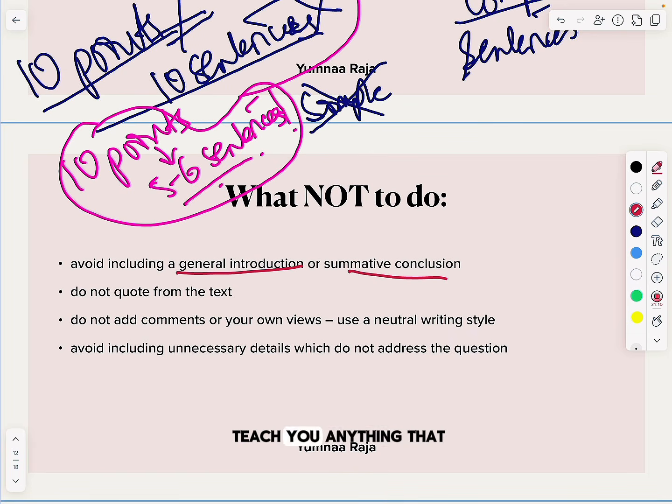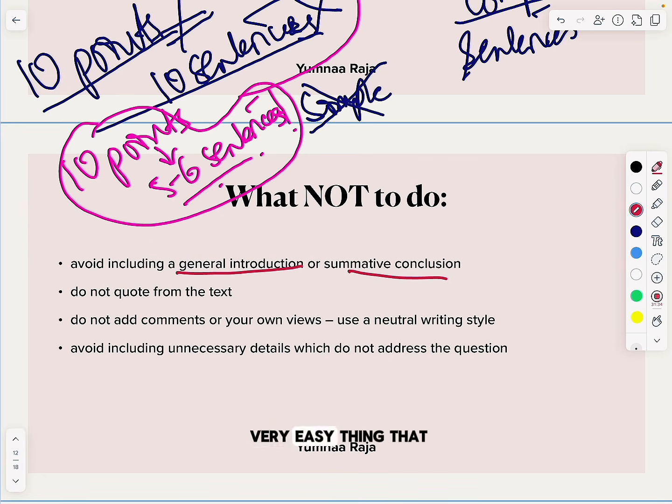Of course, nobody tries to teach you anything that is incorrect, but just know this, that nowhere in the examiner report, in the syllabus documents that we have, in the sample responses that we have, you can email examiners, you can email absolutely anyone, and you can ask them. Nowhere has anybody ever mentioned giving an intro or a conclusion.